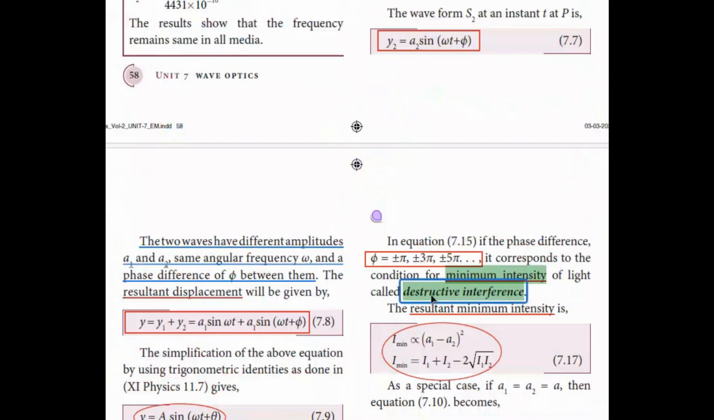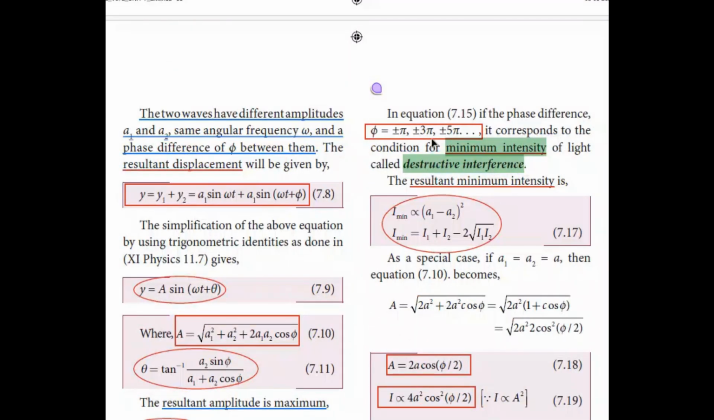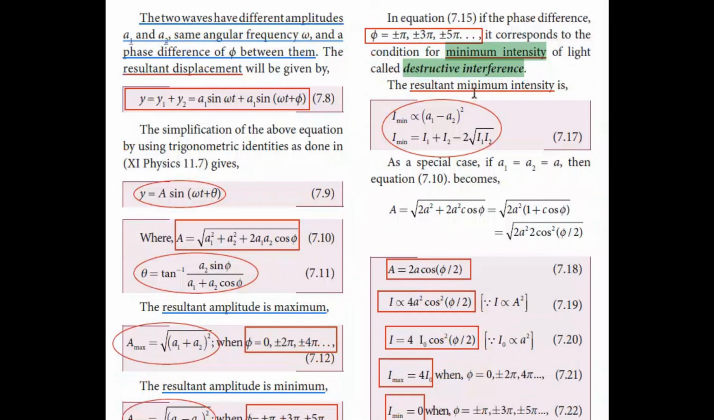Now let us see about the destructive interference. So in this equation 7.15, if the phase difference phi is given by plus or minus pi, plus or minus 3 pi, plus or minus 5 pi, that is odd integers, it corresponds to the condition for minimum intensity of light, and that is called destructive interference. The resultant minimum intensity is given by the expression I minimum proportional to (a1 minus a2) the whole square, and that's equal to I1 plus I2 minus 2 times root of I1 I2.